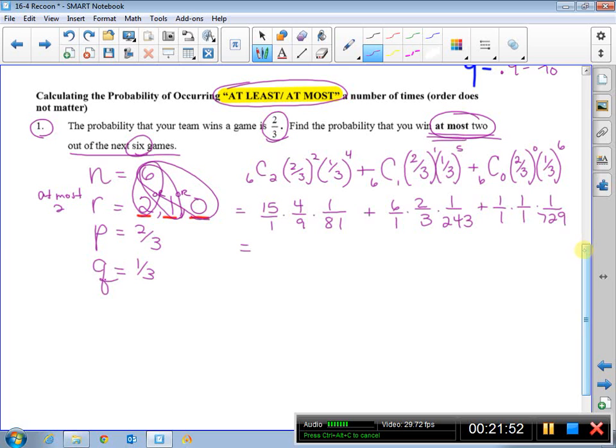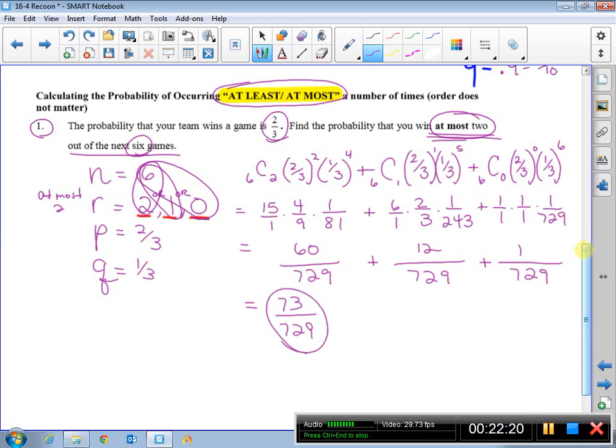The cool thing about these is you'll get the same denominator all the way across, as long as you didn't reduce. That's why fractions are good here. And my numerator is just multiply across. 15 times 4, 6 times 2 times 1, and 1 times 1 times 1. Now we just add those numerators, and I've got 73 over 729. That's the probability that we'd win at most 2 games out of 6.